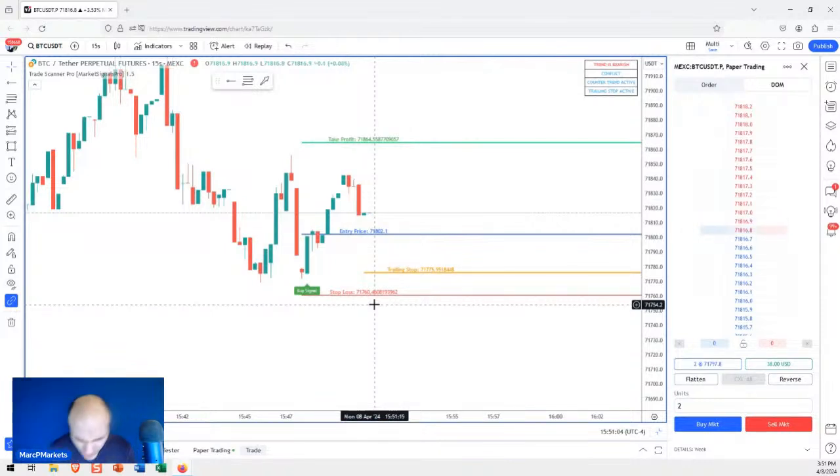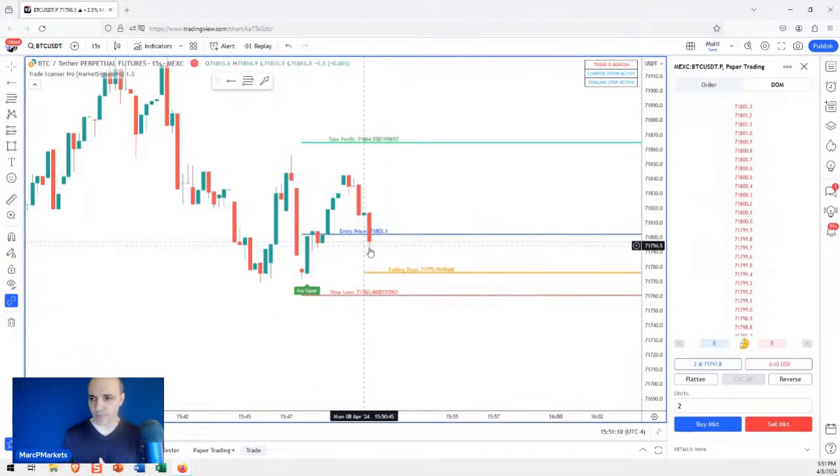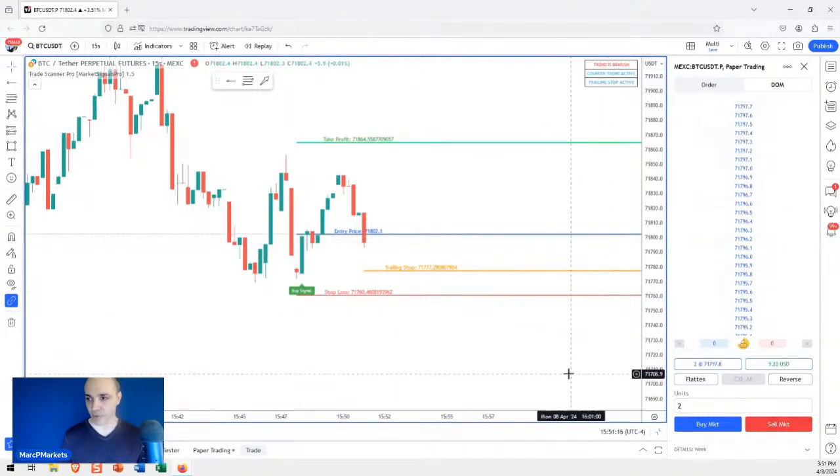Okay. Stian says, yeah. So here we go. So we just went below my entry. Now, if we go to the trailing stop, I'm going to blow it out. Okay. I'm just going to place a market order and get out.